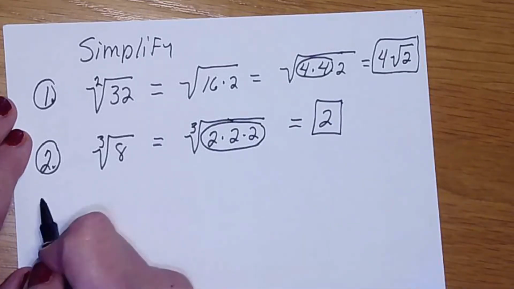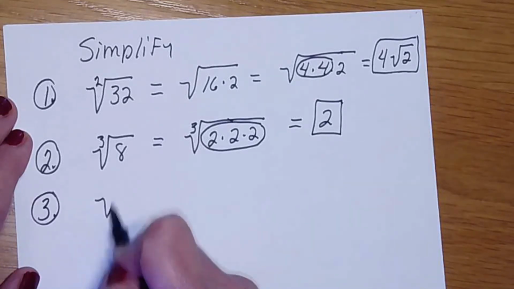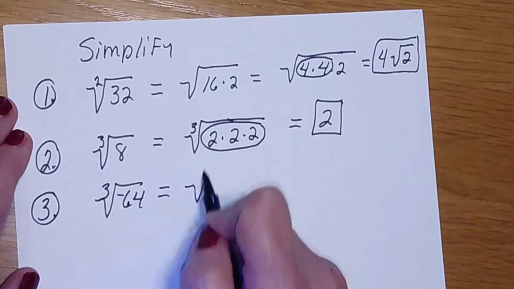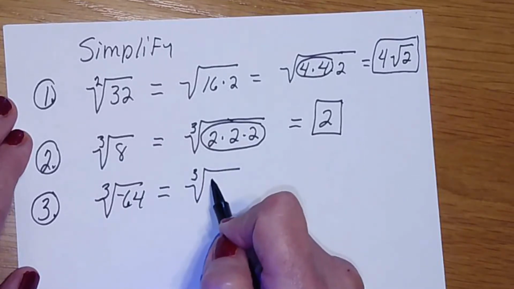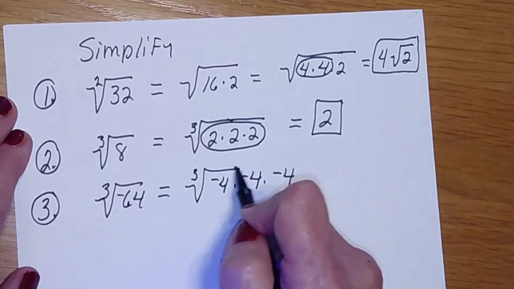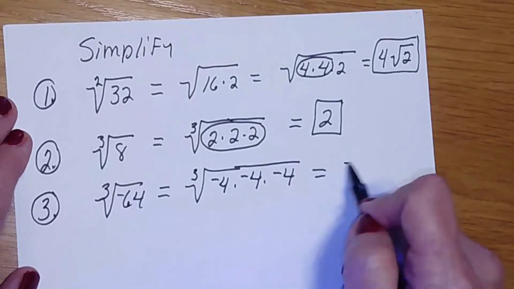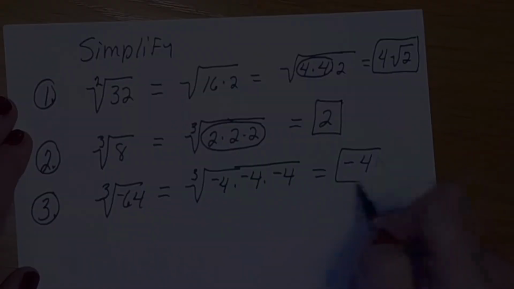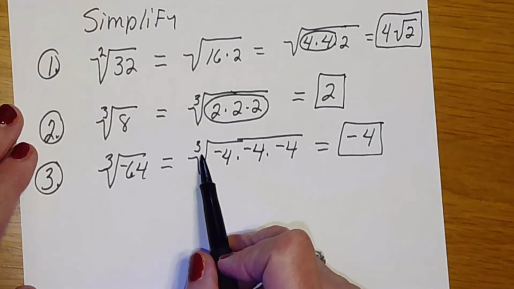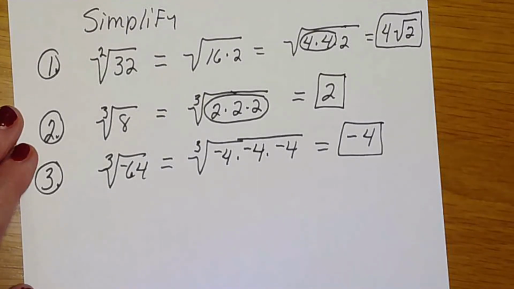What if I have the cube root of a negative 64? Well, that is the cube root of a negative 4 times a negative 4 times a negative 4, which is going to wind up being negative 4. And I can do this because I have an odd root, whereas if it was a square root, I would not be able to do it.